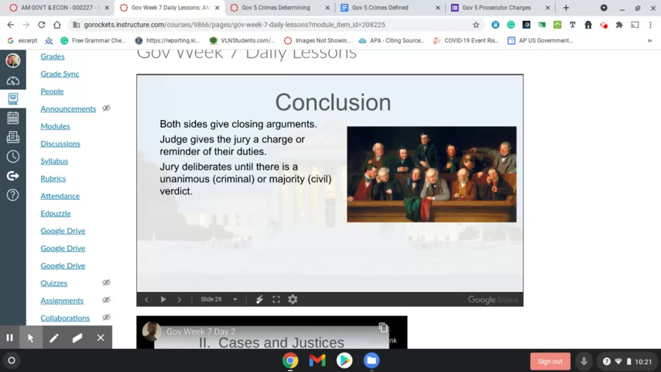In most states, in a criminal case, the ruling has to be unanimous. In other words, they all have to go together one way or the other. That's not true in a lawsuit, though. In a lawsuit, it's just a simple majority. So when someone's suing another person.